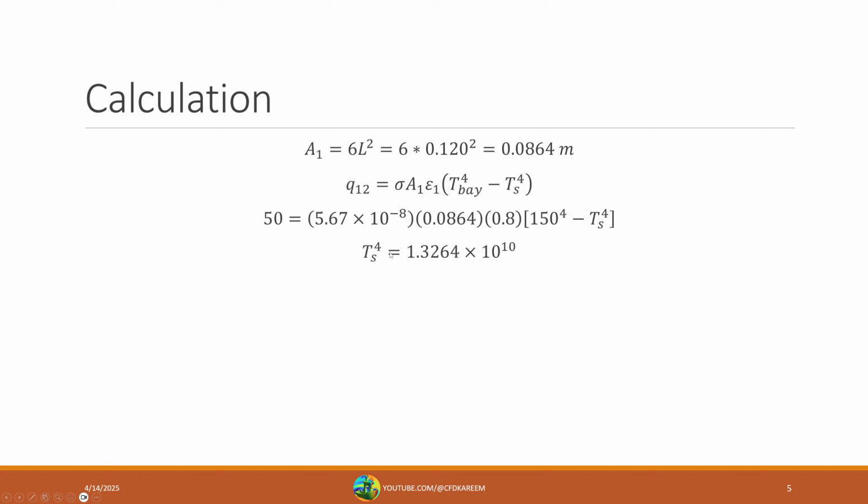And we can rearrange that for TS to the fourth, which will give us this value. And simply taking this value and raising it to the 1/4 power will give us our final answer, which is that the surface of the container is approximately 339.37 degrees Kelvin.